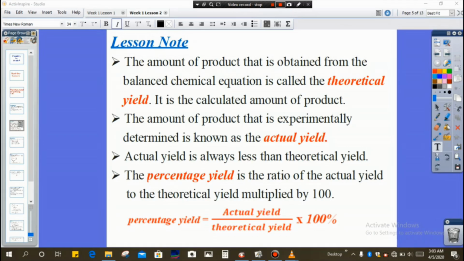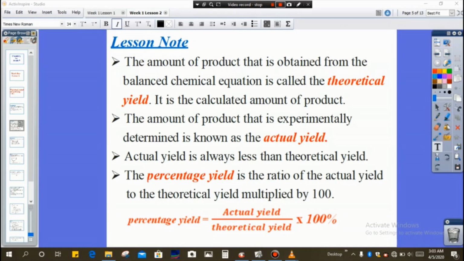The other important term of this lesson is percentage yield. It is the ratio of actual yield to the theoretical yield multiplied by 100%. It's also known as efficiency of the reaction. We can write the formula of the percentage yield as shown at the bottom of your screen.